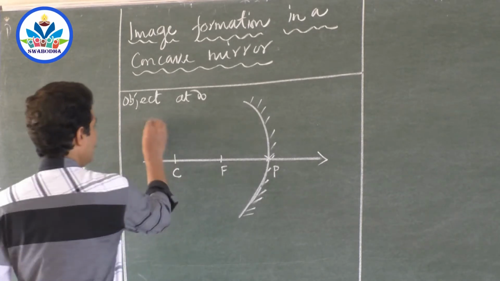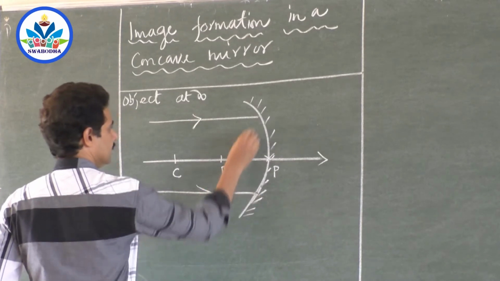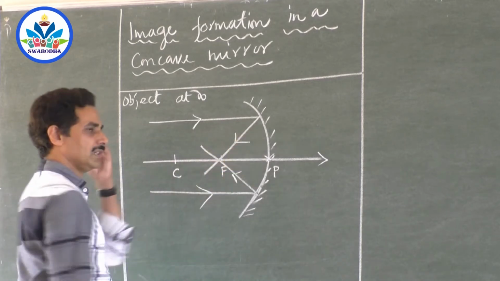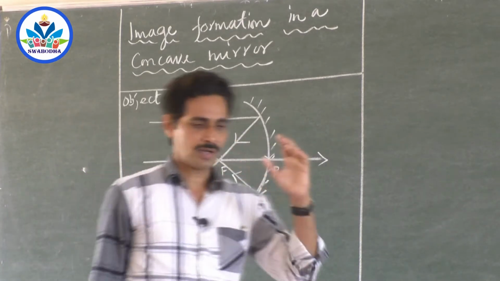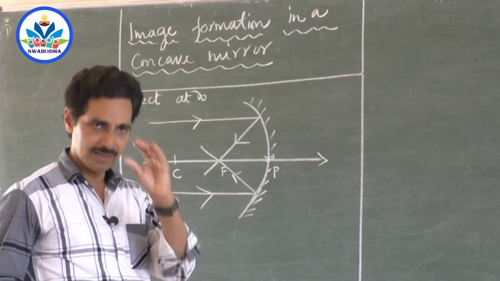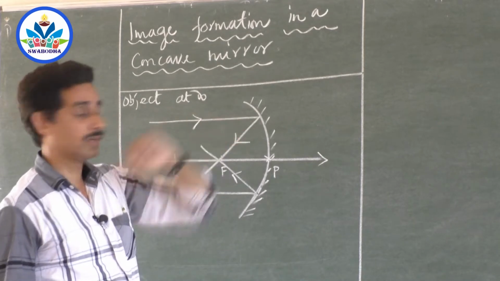So when parallel rays come from a very distant object like this, we know that they meet at focus like this. So this is a highly diminished image, a very, very small image. Compared to the size of the coconut tree, that image was very, very small. So it is a highly diminished image, and it was inverted. All the coconut trees were found inverted.